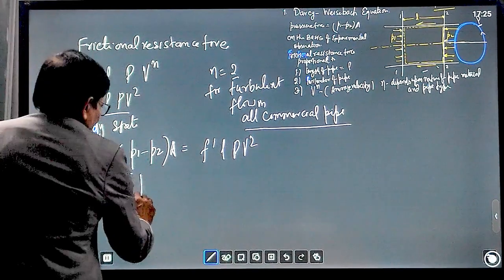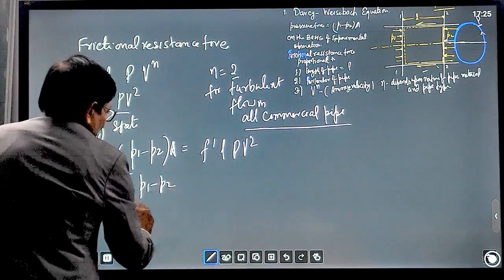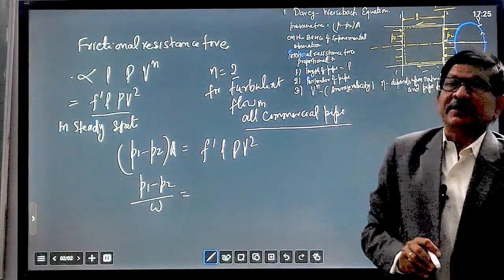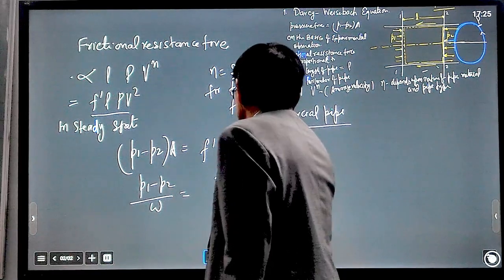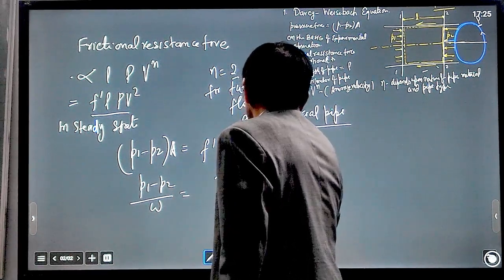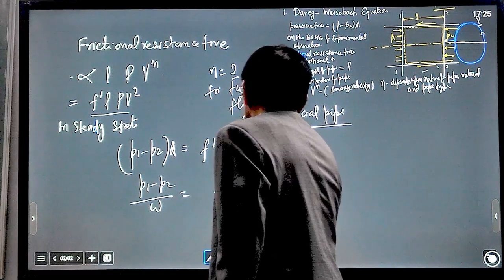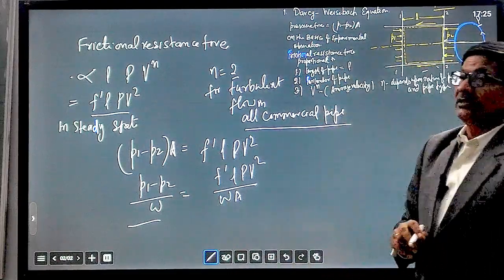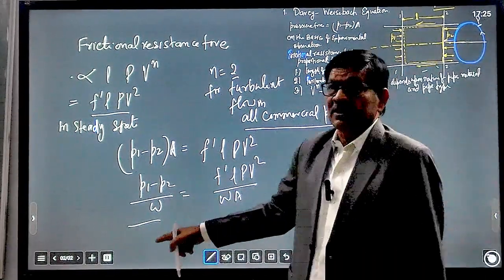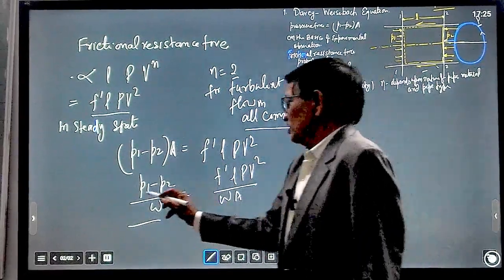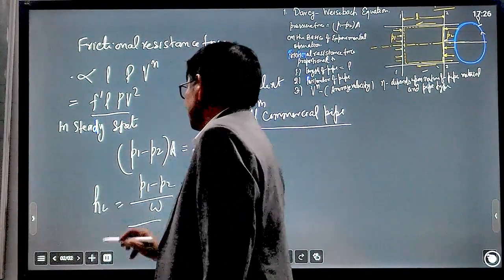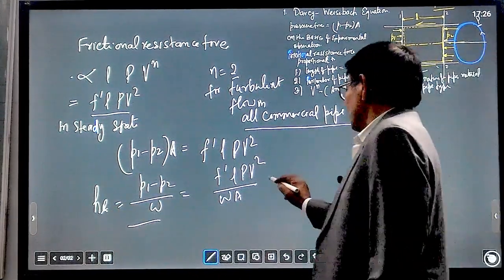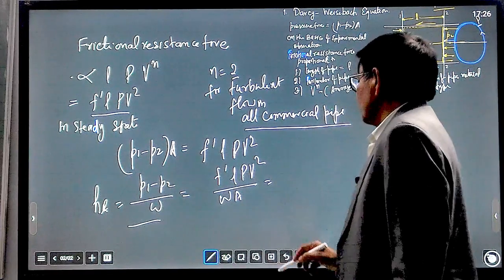Now, because we have to calculate in terms of the head loss, we divide by the specific weight of the water. So P1 minus P2 upon W will be equal to F' L P V squared upon W A. Now we modify this, because change of pressure divided by the specific weight of the fluid becomes head. That is equal to head loss h_l, because we have taken small l, so here we take small l. That is equal to F' L P V squared upon W A.